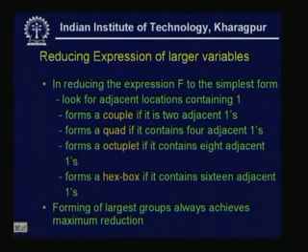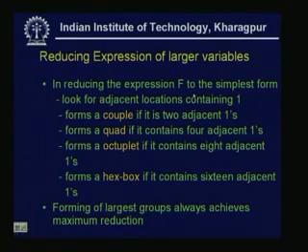Now if I summarize the rule of how we can reduce the expression, then in reducing the expression f to the simplest form, first look for adjacent locations containing 1. So I will draw the K-map. In the K-map, some of the elements are 1. Which elements are 1? The min terms which exist in the function will be 1 in the K-map.